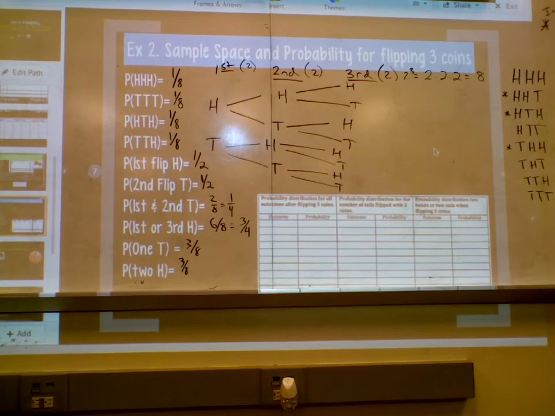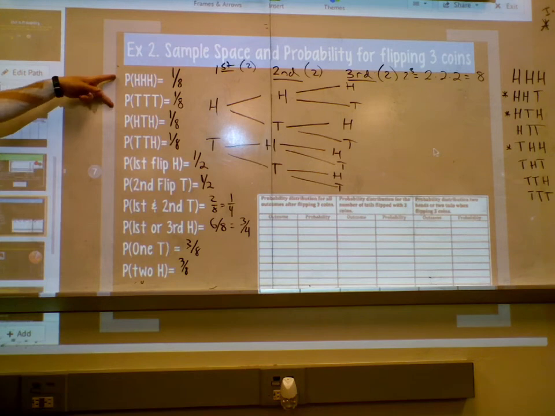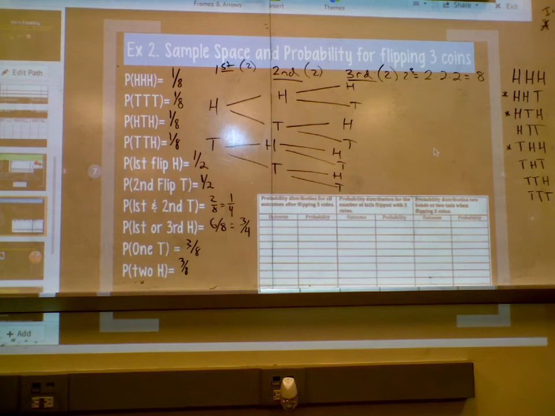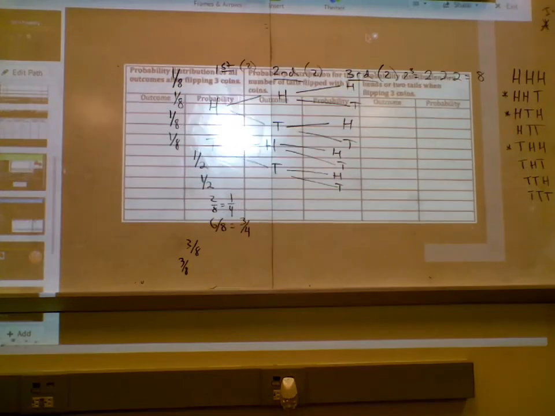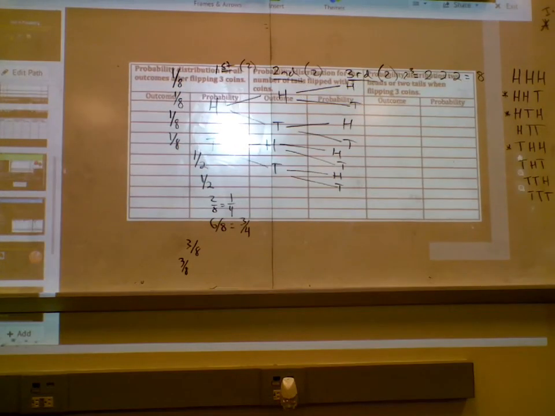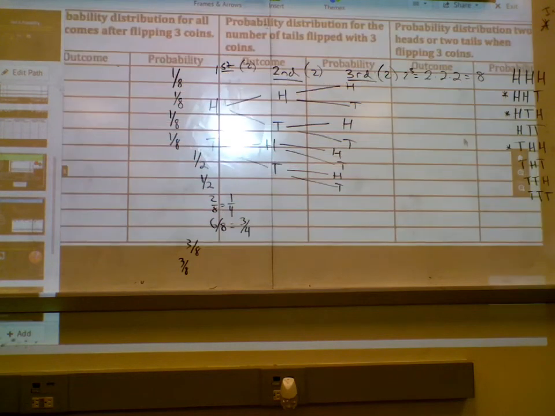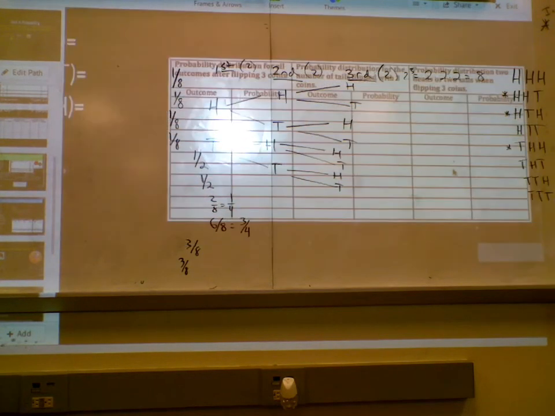Not all events that have the exact same probability are the exact same event. For example, these two are not the exact same event, but they have the same probability. Okay. Any questions? No questions? Is this starting to make more sense? Guys, is it starting to make more sense? A little bit.